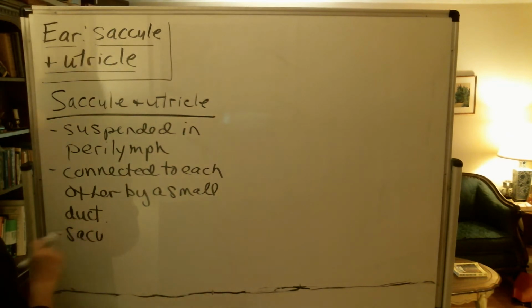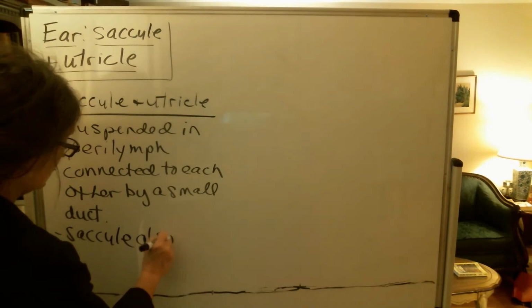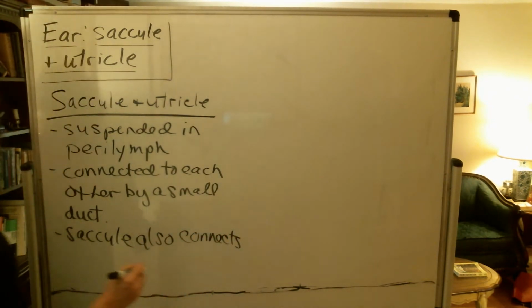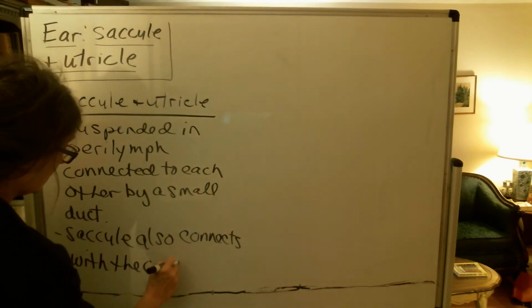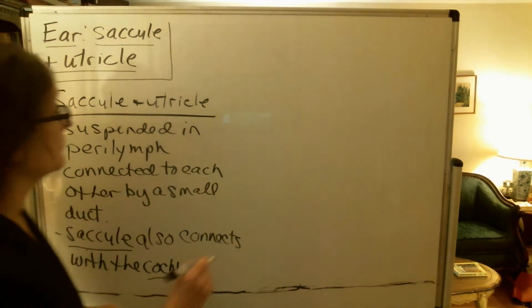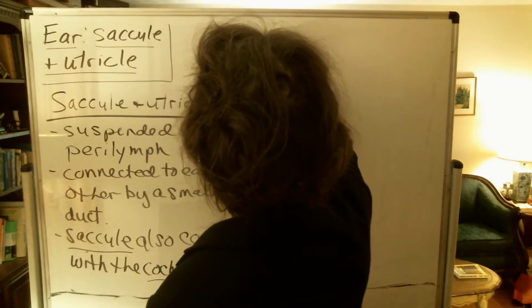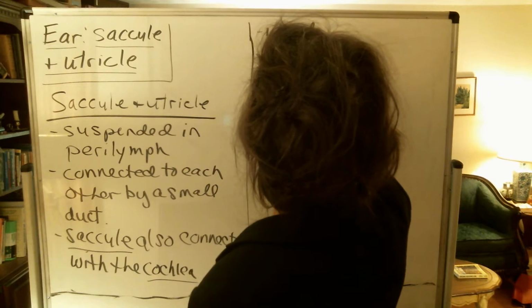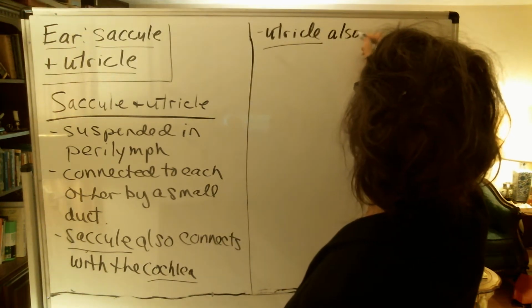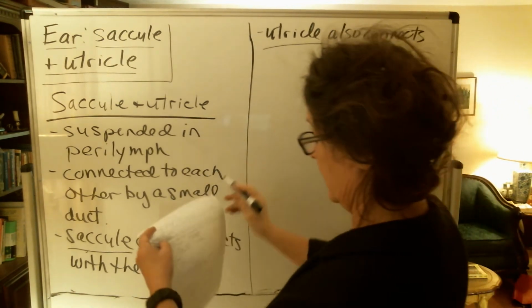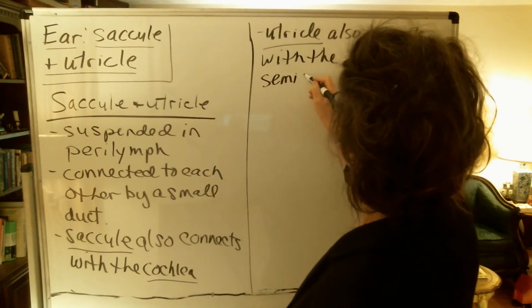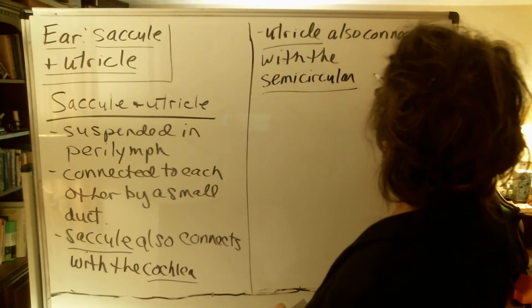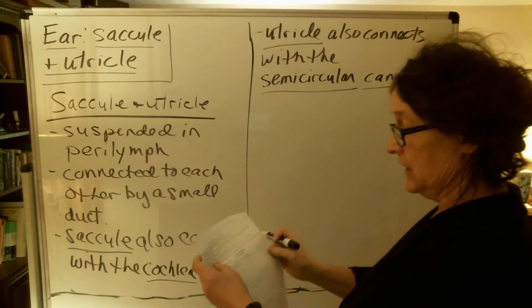And the saccule also connects with the cochlea, and the utricle also connects with the semicircular canals. So there's a lot to understand here.